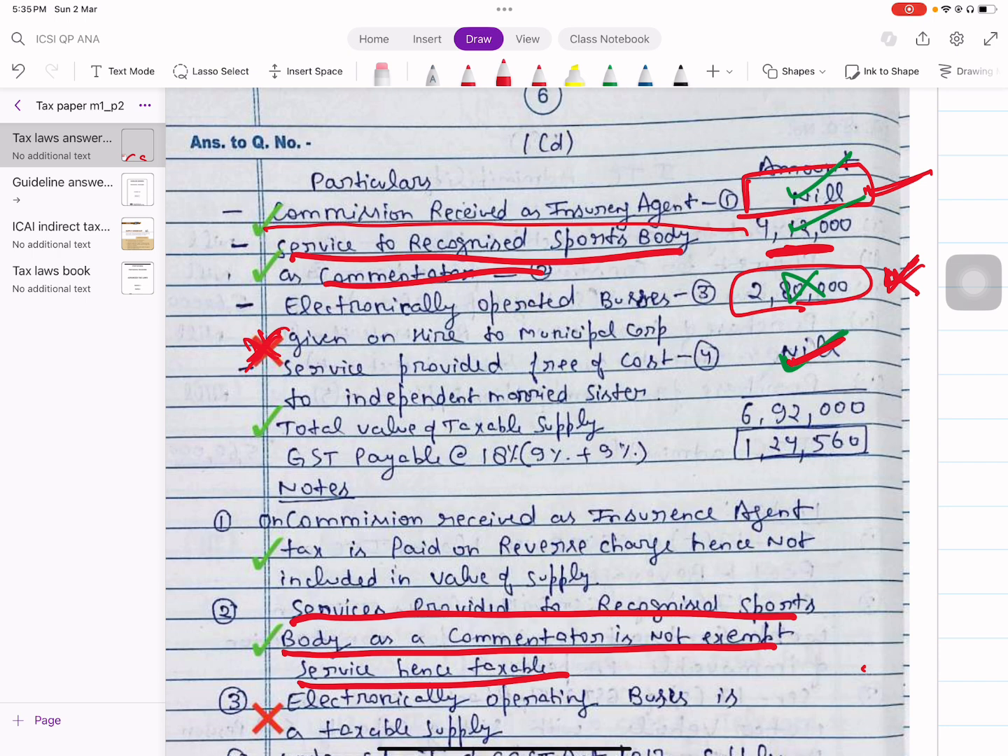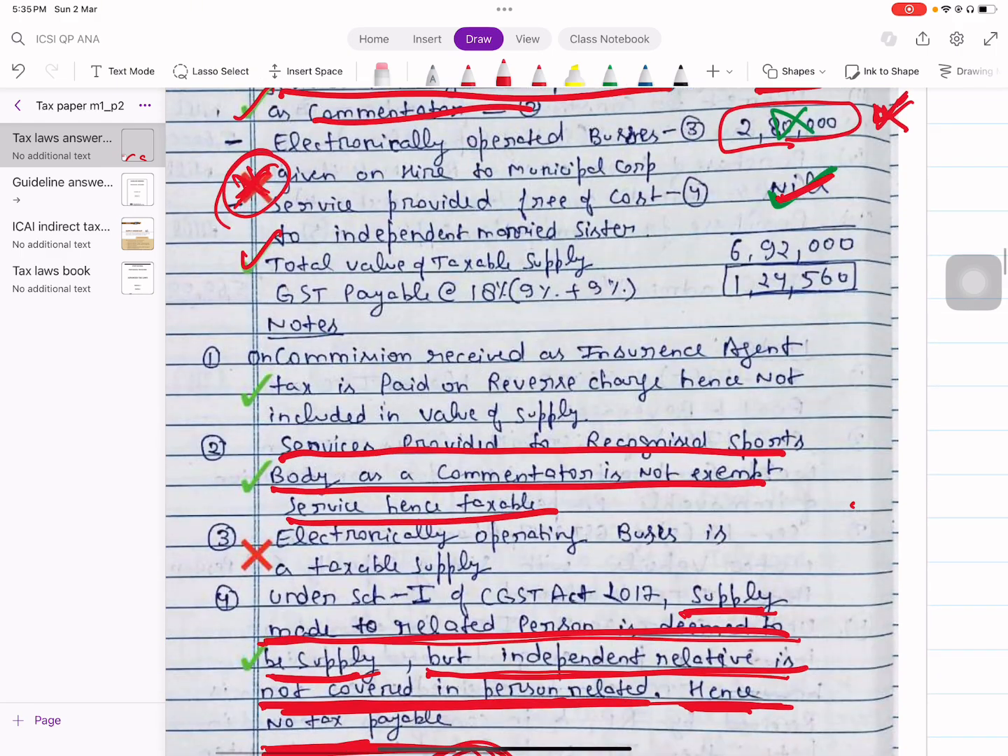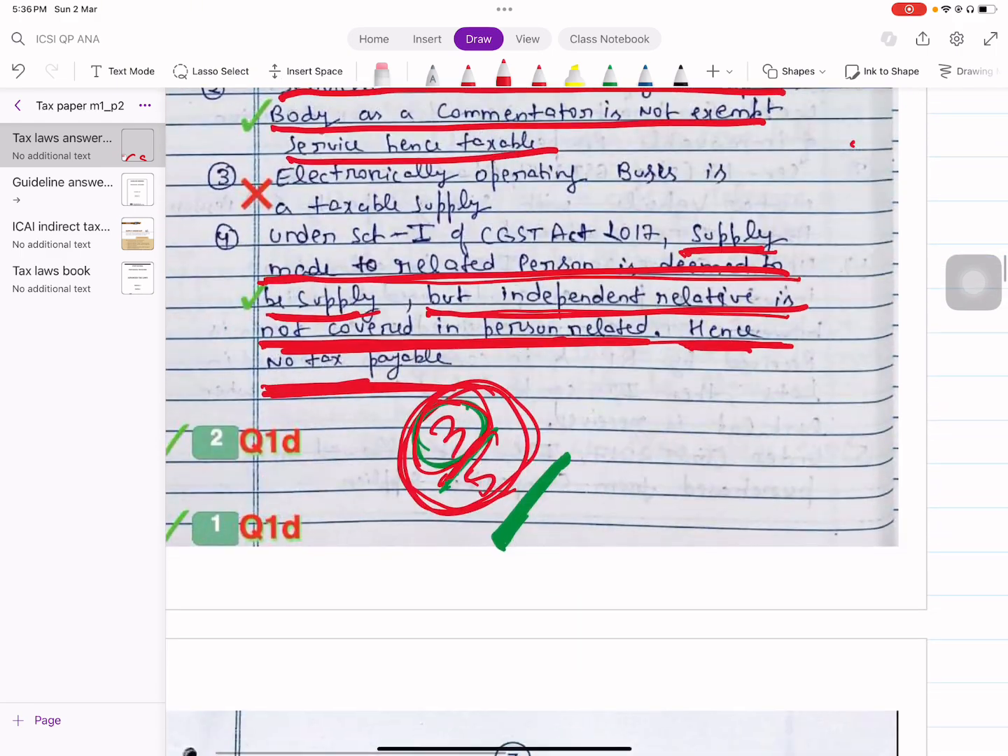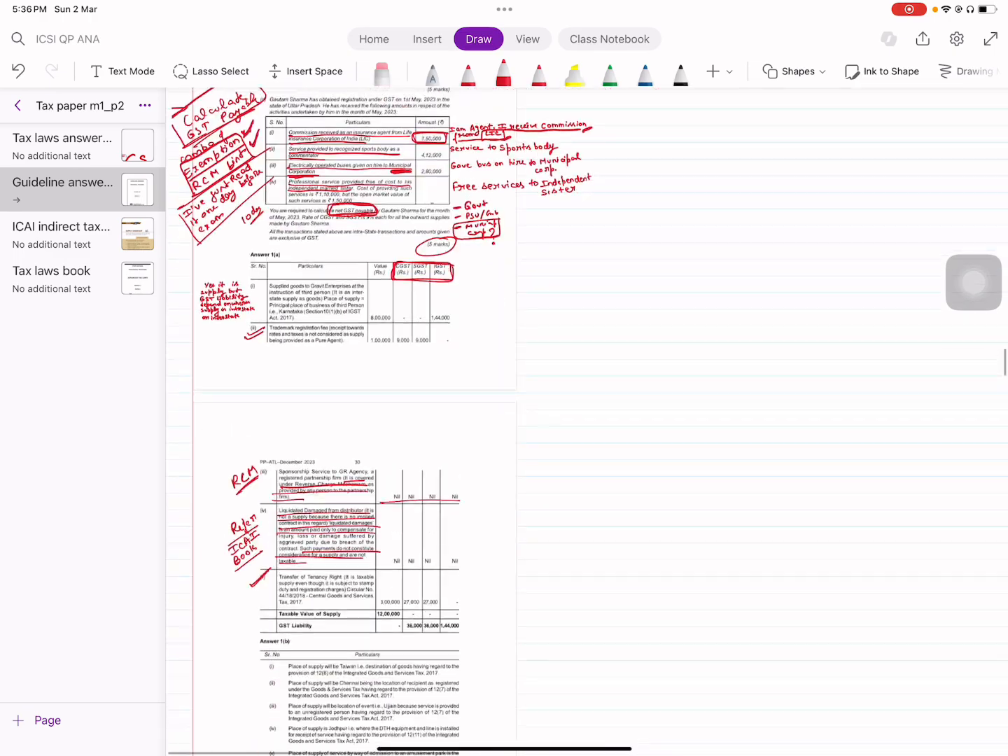So in this question only my 3 points were correct and my 1 point was wrong. Hence, the examiner has granted me 3 marks out of 5. Now, question number 1 is complete. Now we'll move on to question number 2.